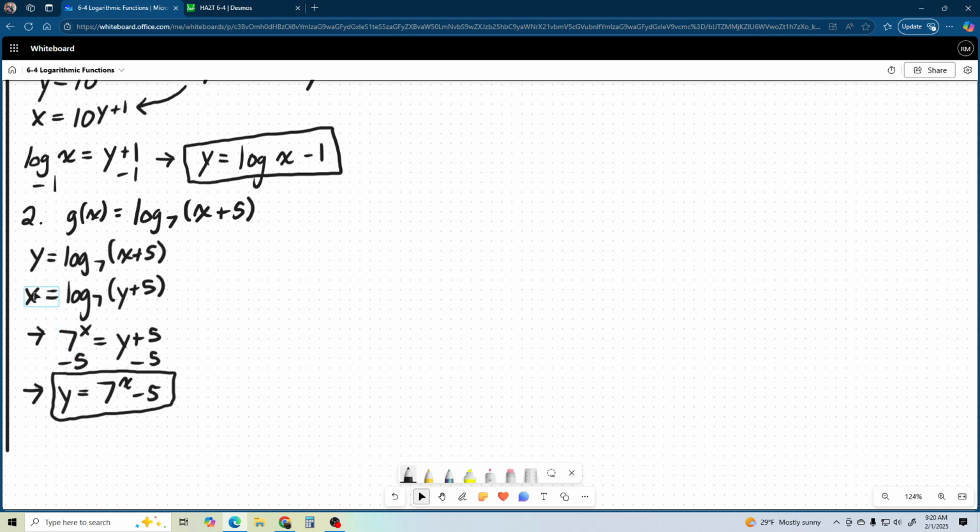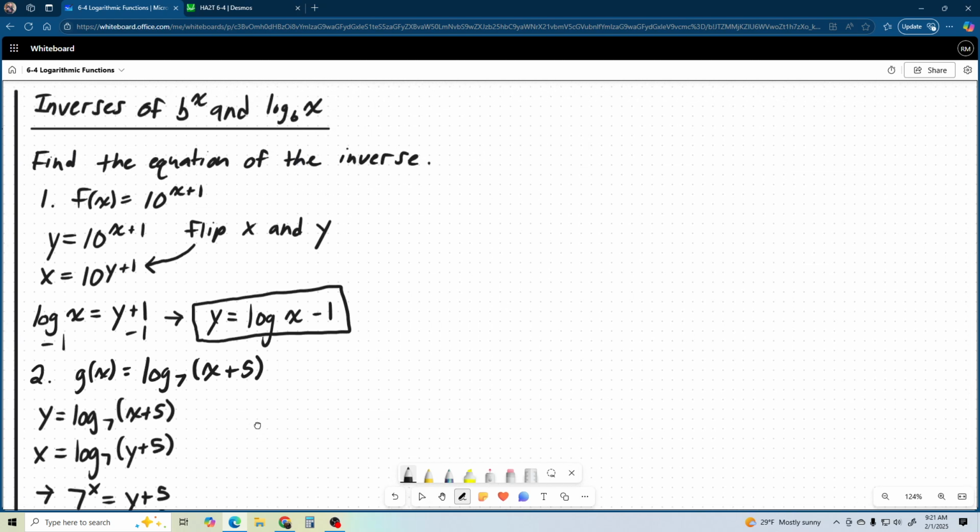So 7 to the x power equals, this is what our equals will be, our result, which is y plus 5. Now, if we want to get y by itself, we have 7 to the x equals y plus 5. We just subtract 5 from both sides. So now y equals 7 to the x minus 5. The minus 5 isn't in the exponent, just to be clear, it's off to the side here. But these are also inverses.